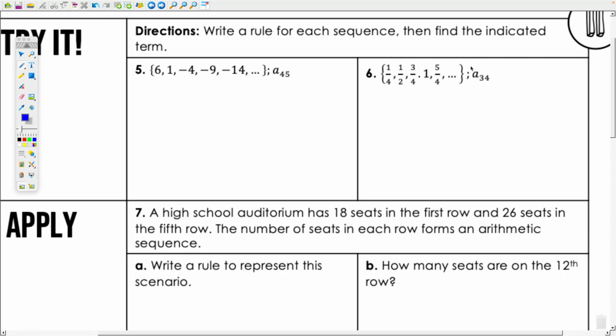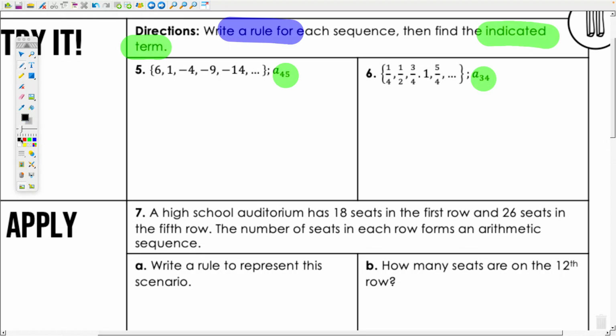I'll take it. Thank you. Let's get to this part here. Same thing applies. You're going to write a rule. Then you are going to give me the indicated term, which is just that number at the end where we're trying to find that placement all the way down further, okay?